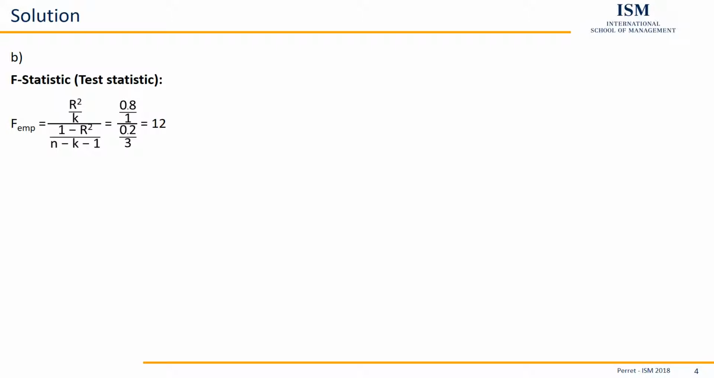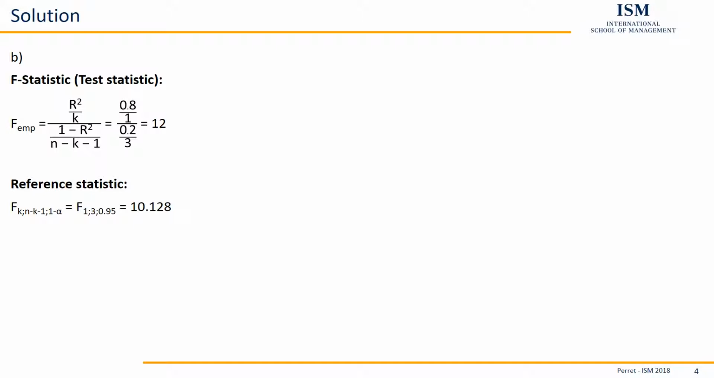So we have 5 observations, 1 independent variable again, so we get here 3. So we go 0.8 by 1, it's 0.8, divided by 0.2 divided by 3, giving us a test statistic of 12.